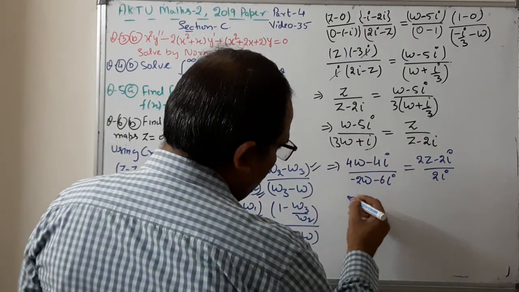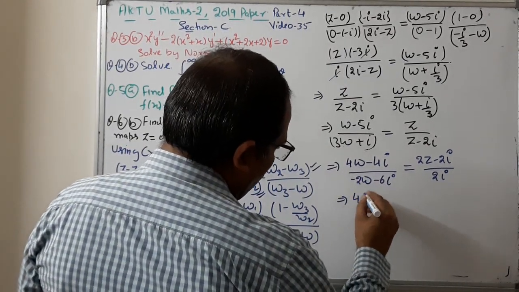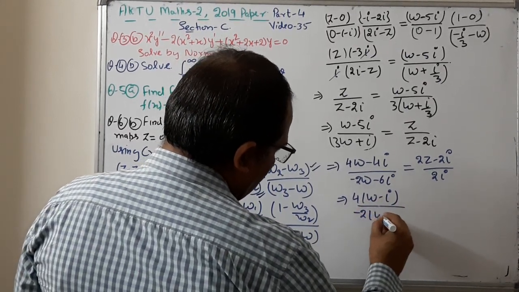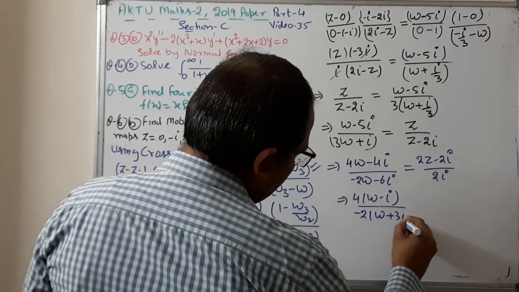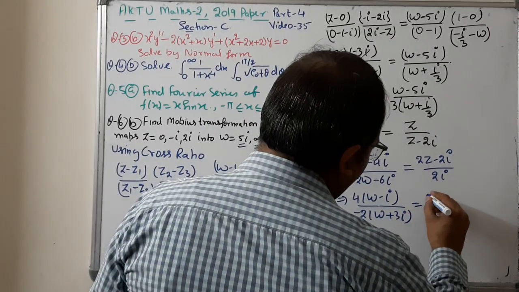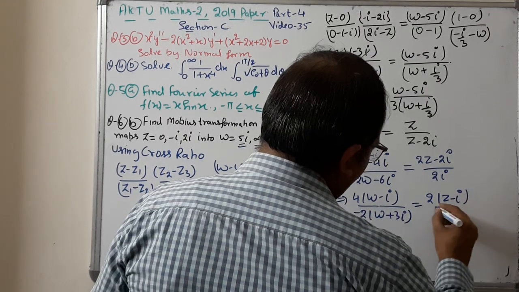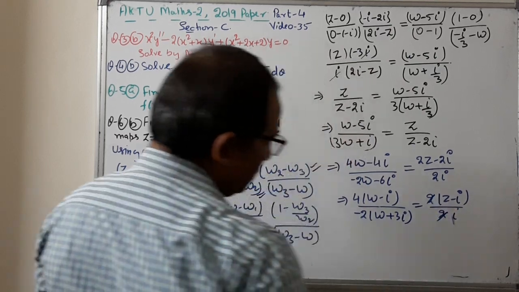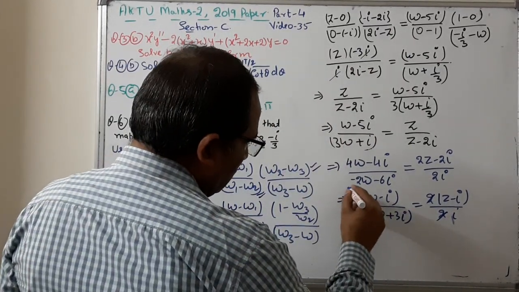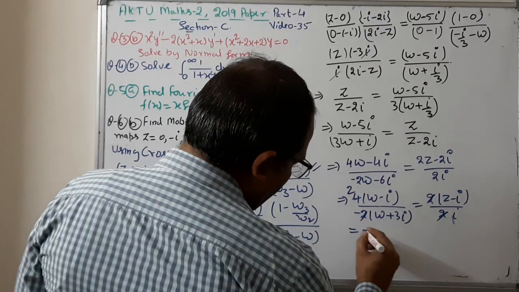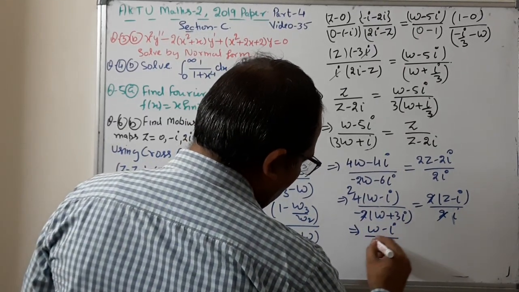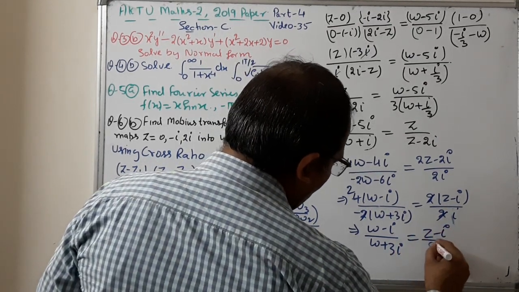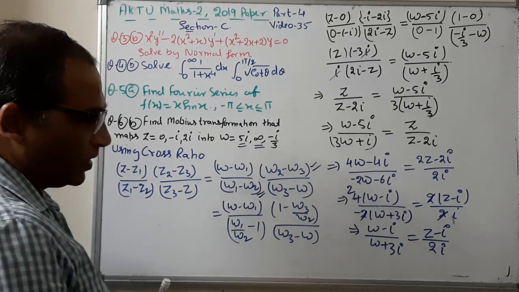Taking 4 common from here, we get 4 times of (w minus i) upon, taking minus 2 common, we get (w plus 3i), and this is equal to, taking 2 common, (z minus i) upon 2i, and this 2 cancels out, right? And this is 2 times this one, we get (w minus i) upon (w plus 3i), that is equal to (z minus i) upon 2i. We get this one, right?